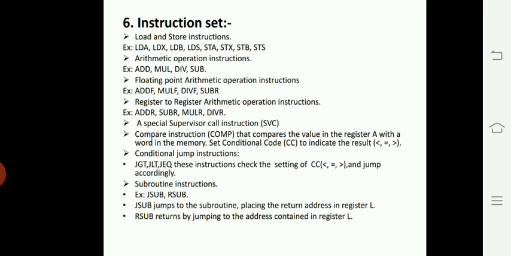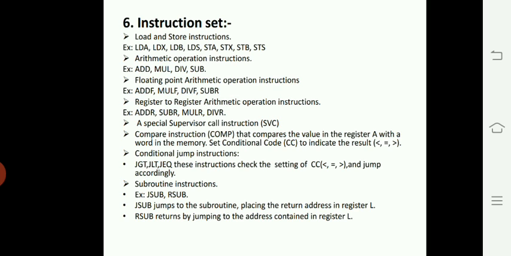The next set of instructions is the conditional jump instructions. Conditional jump instructions check the setting of the condition code and jump accordingly. The instruction for jump greater than is JGT, jump less than is JLT, and jump equal is JEQ. All these conditional jump instructions take the result of the condition code and jump accordingly.